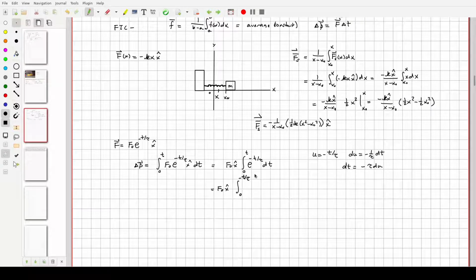So our limits of integration have changed this way. Now we're integrating e to the u, which is very easy to do, and dt is minus tau du. If you pull all the constant stuff out, you have minus F naught tau x hat here, and you're integrating from 0 to minus t over tau, e to the u du, and this is just e to the u.